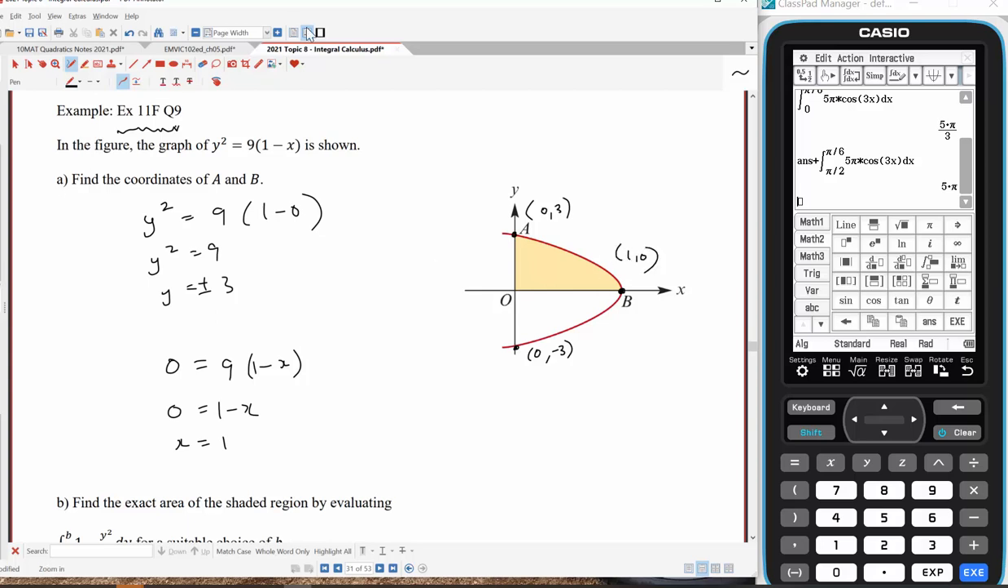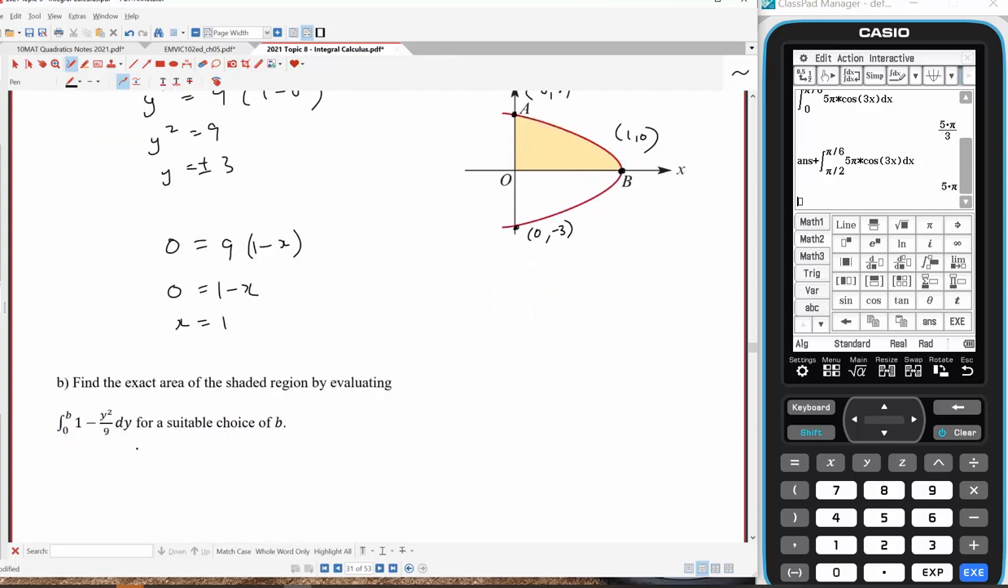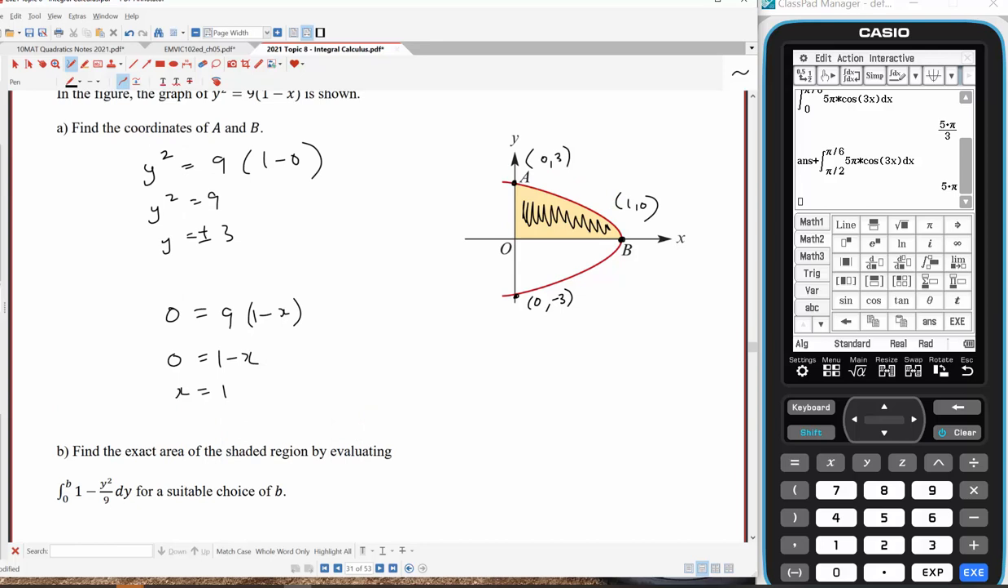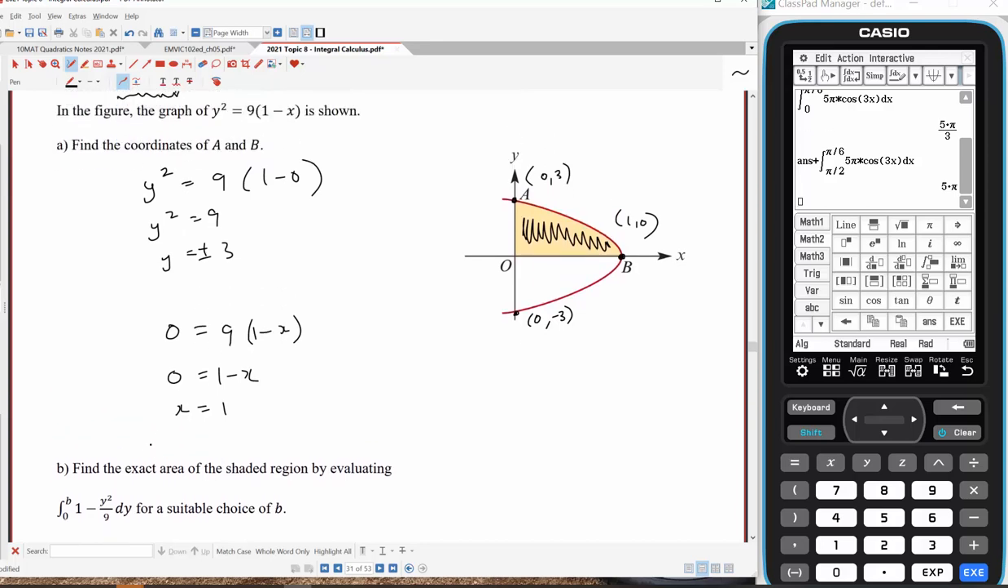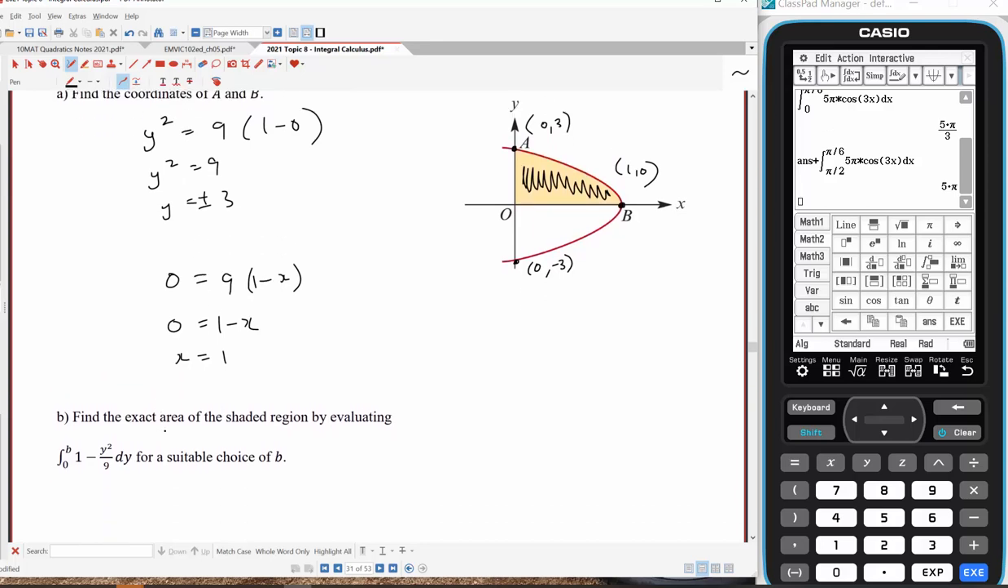Okay, so find the exact area of the shaded region by evaluating this thing here. So they want us to get this shaded region here by evaluating this. Why this? What the hell is dy? Well, what they're doing is that we're integrating on y, not x. We're integrating for the independent variable y.